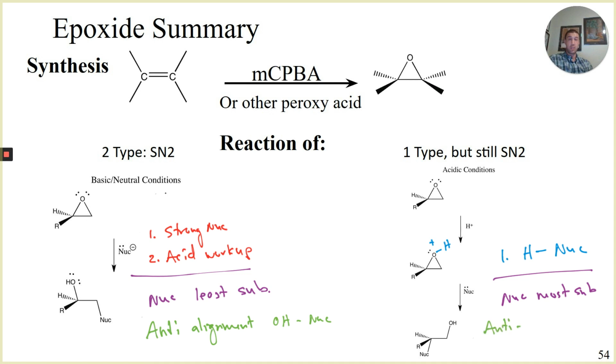Okay? You might hear this referenced as an anti-addition. I feel that's a little bit weird to call it that, but I can understand why people would use it that way. I think what would be a better reference is, instead of calling it an anti-addition, acknowledge that the OH and the nucleophile need to be added on opposite sides of the old or former pi bond. Okay, so there's kind of our conclusions from our epoxides.